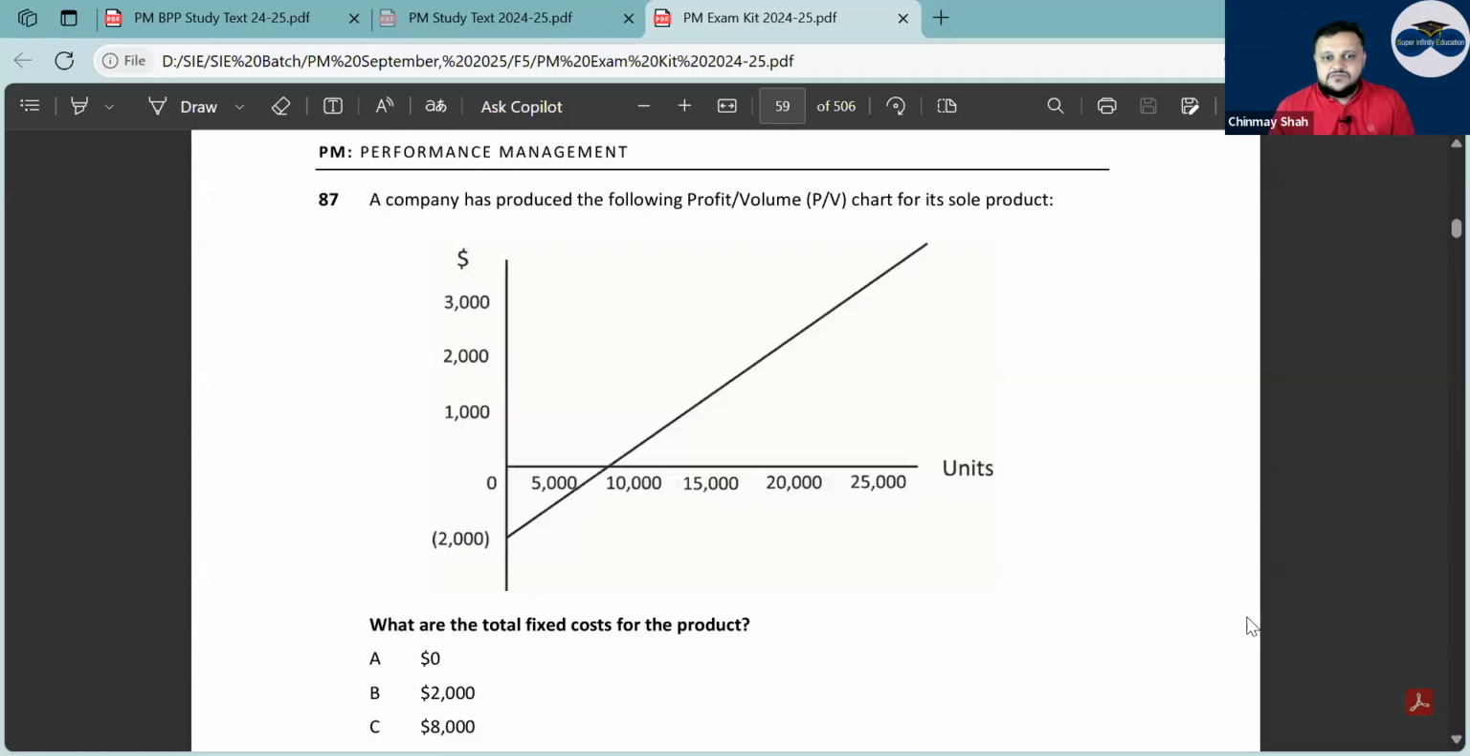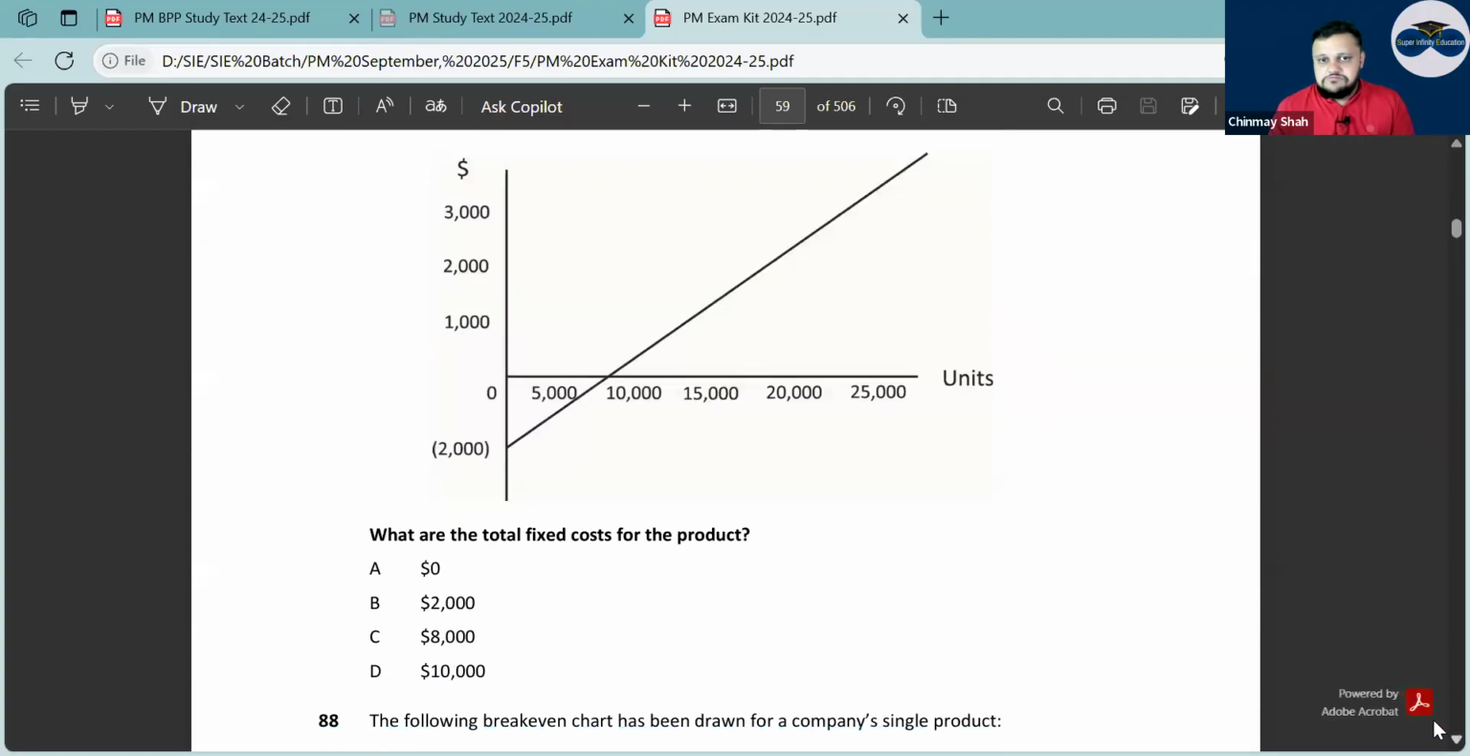How to go ahead with this? It is starting from negative. What line is this? Is this the profit line? Negative 2,000 is the profit. Somewhere between 5,000 and 10,000, it goes to zero. What is that? Tell me.